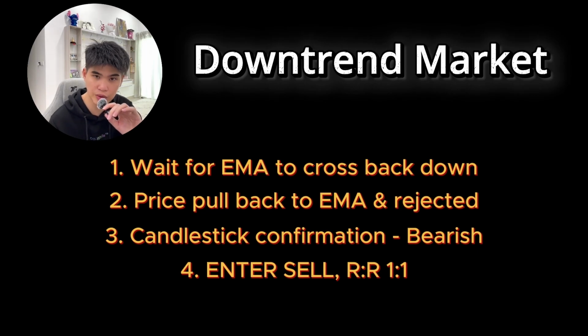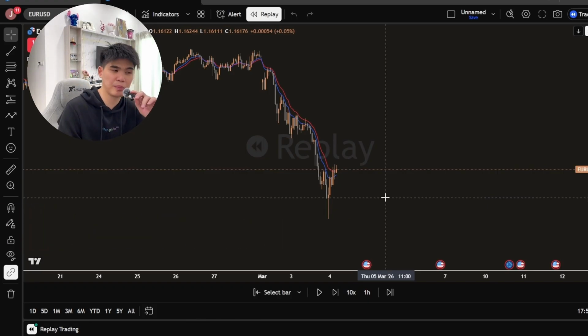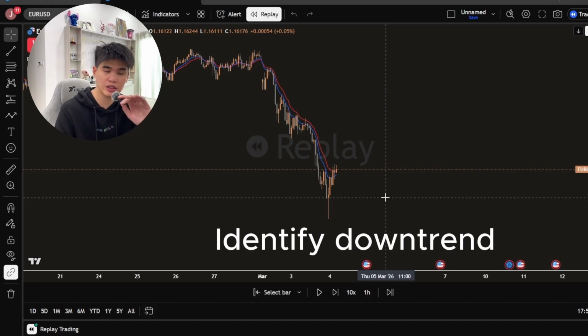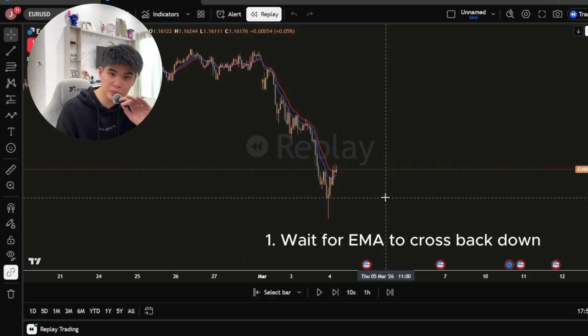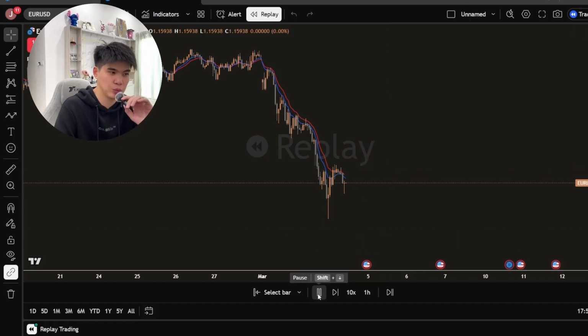Again, risk and reward 1 to 1. Here comes a live example as well. Clearly, my candlesticks are constantly moving below the moving average. So clearly it's a downtrend, right? Next thing, we wait for retracement and we wait for the next EMA to cross back down, right? And at this point, again, it hasn't happened yet. So let's wait.